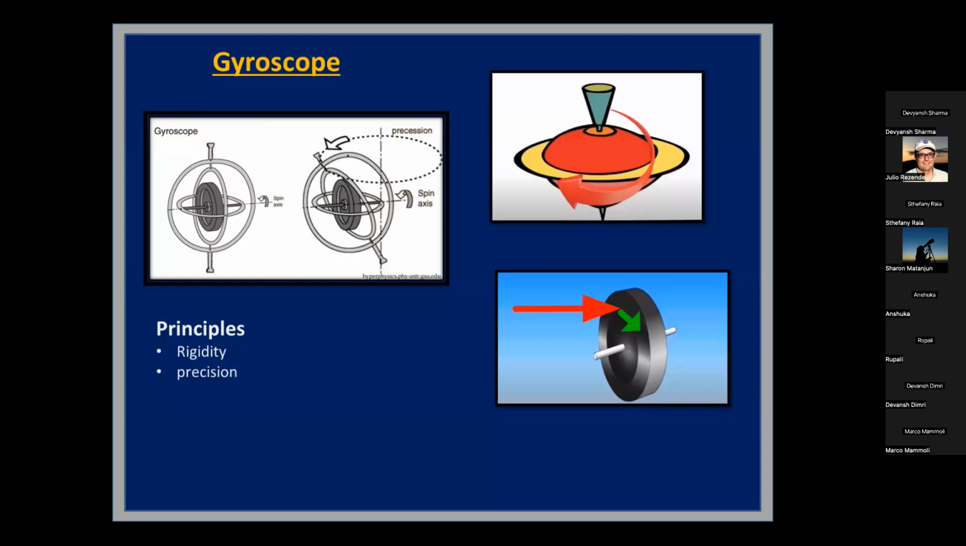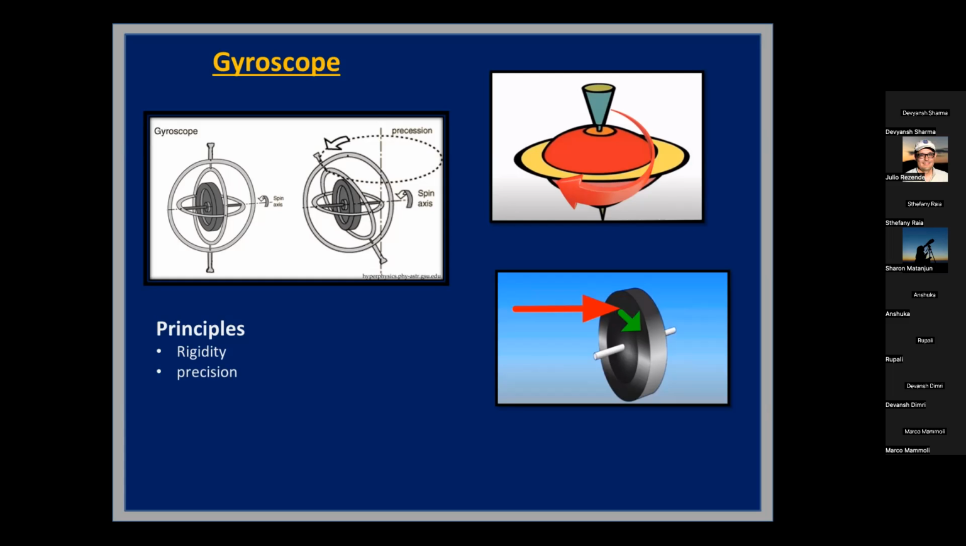So the INS uses 2 basic types of sensor. One is the gyroscope and another is the accelerometer. The gyroscope is a device used to measure the rotational rate. So it basically depends upon 2 basic principles. One is rigidity and the other is precession.